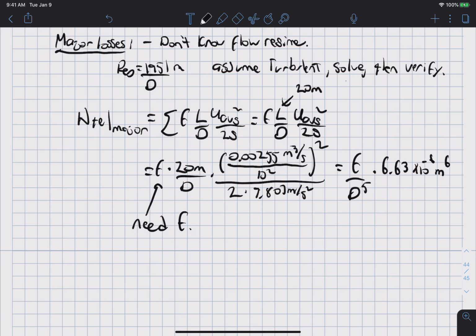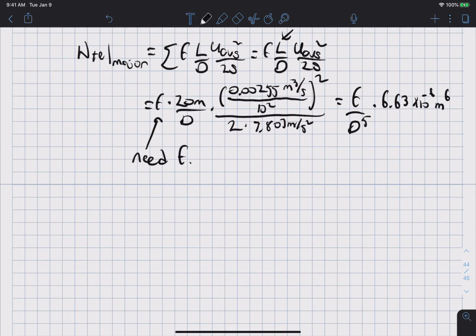You have two choices here. You can use the Moody chart and iterate with that, but you don't know the diameter, so you don't know the Reynolds number, and so that becomes a bit of a pain. I find it's easier to use the Colebrook equation. So from the Colebrook equation, or Moody, if you really want to go that route.